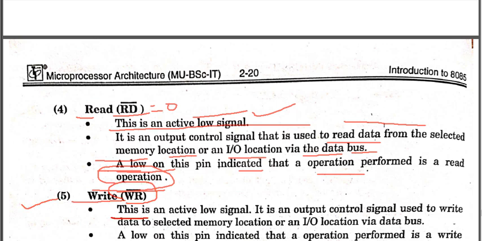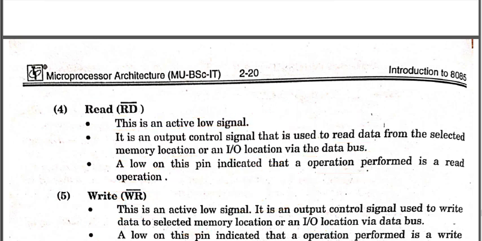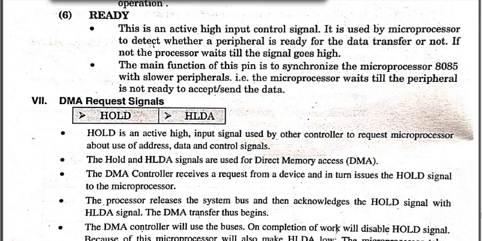Next one is the write, which is also an active low signal. It is the output control signal that is used to write the data. Write means save, simply we can save the data in the memory, or save the data into the input output location. So a low on this pin indicates the operation performed is a write operation, so that is the write pin. Next one is the ready.